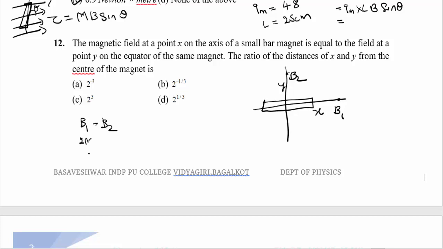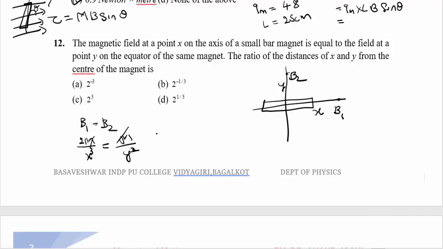2m by x cube distance. Now this is m by y cube distance. M cancels. For the axial line it is 2m by x cube, and for the equatorial line it is m by d cube. Here d is x, here d is y.